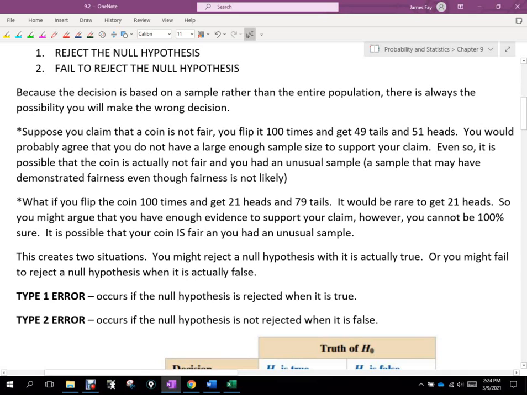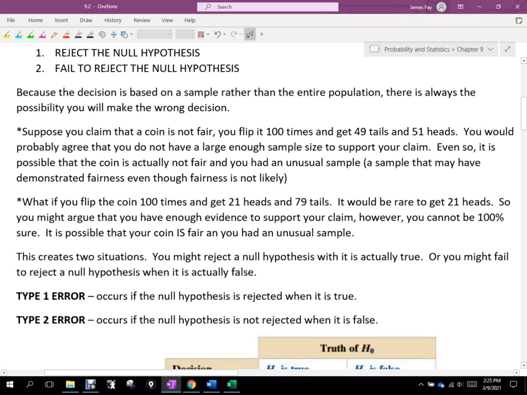Suppose you claim that a coin is not fair. You flip it 100 times and get 49 tails and 51 heads. So you say the coin's not fair, but you take a sample and the sample data says the coin is probably fair, right? You would probably agree that you do not have a large enough sample size to support your claim. So 49 compared to 51 does not support my claim that the coin is unfair.